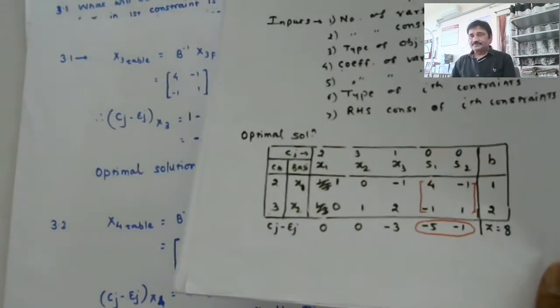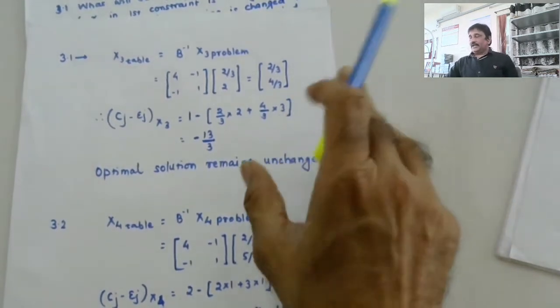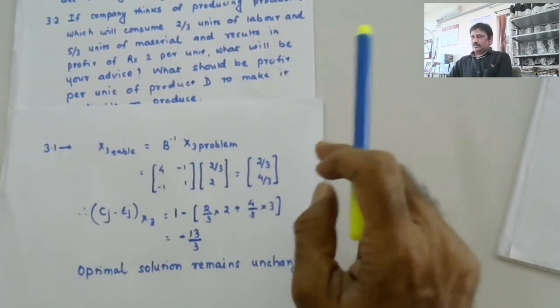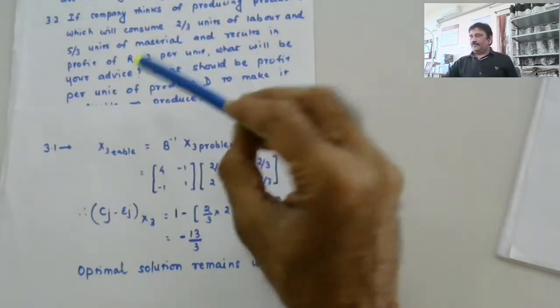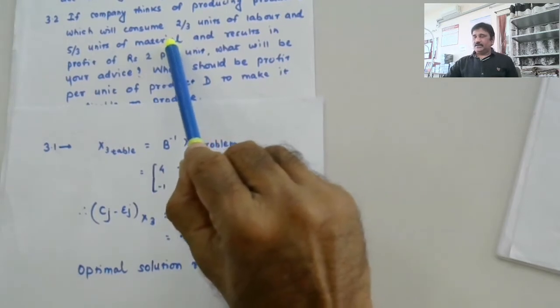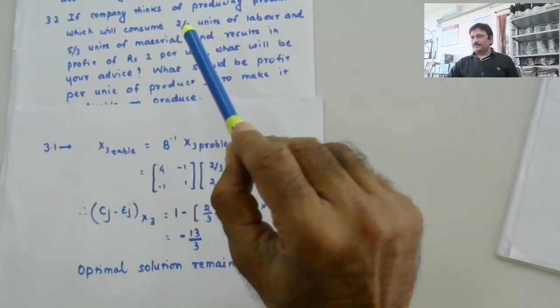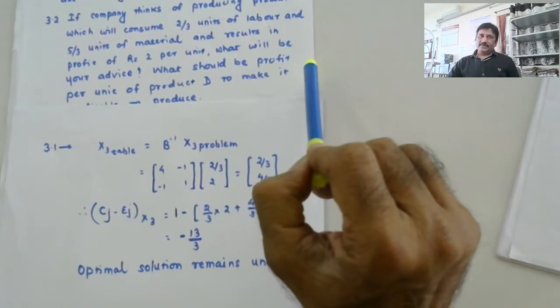Now the second one, right? On the same lines, we are having a new product. There is the idea of a new product. What happens with that new product? It is designed, and it now requires 2 by 3 units of labor and 5 by 3 units of material. And it is assumed that we'll be earning 2 rupees profit per unit of product D. What will be your advice?